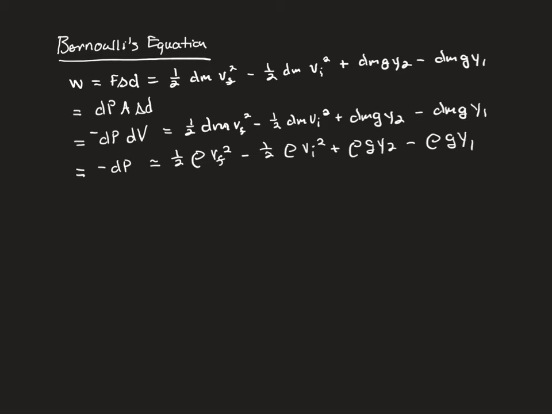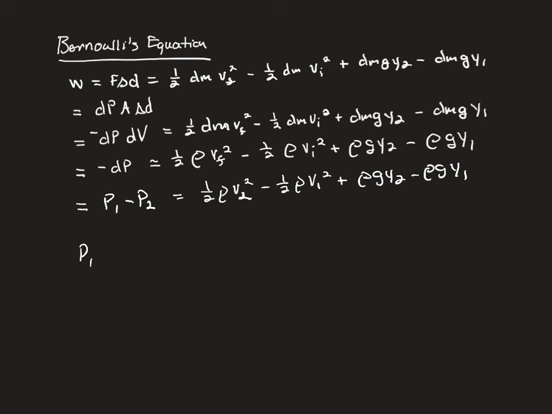Alright, so negative dP is the negative change in pressure, or we could write that as P1 minus P2, so reverse from what we're used to. And I'm going to replace the final and initial, which is 2 and 1, just to keep things more consistent. So this one should be a 2, this one should be a 1. Alright, and then I'm just going to rearrange things so that all the 1s are on one side and all the 2s are on the other.